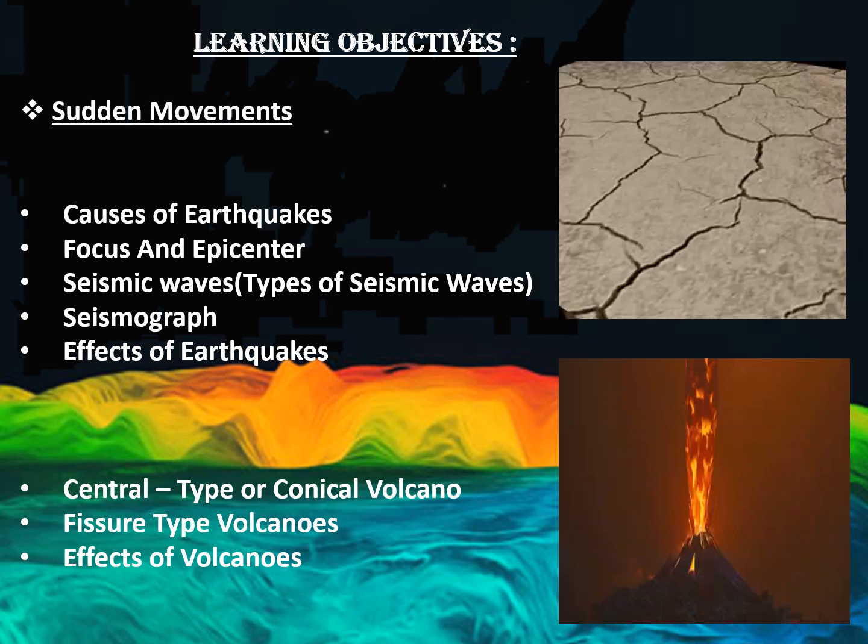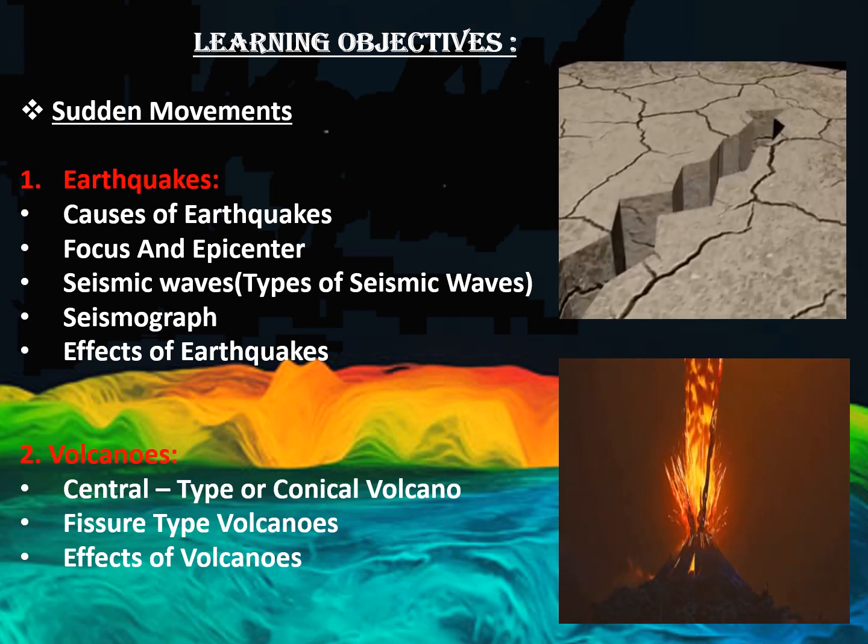Now, what is sudden movement, students? Sudden movements are caused by sudden endogenetic forces which are coming from deep within the earth, which are very sudden and rapid, that cause massive destructions at and below the earth's surface. Sudden movements are of two types, like earthquakes and volcanoes.